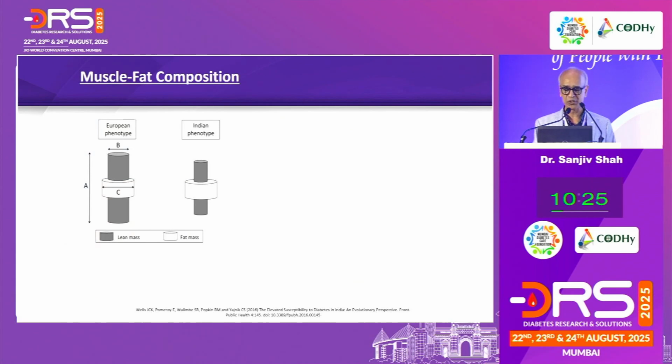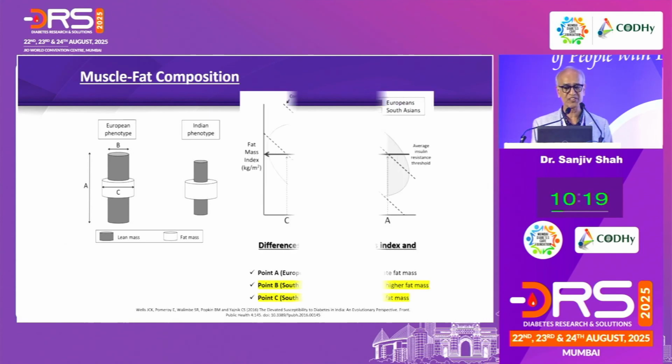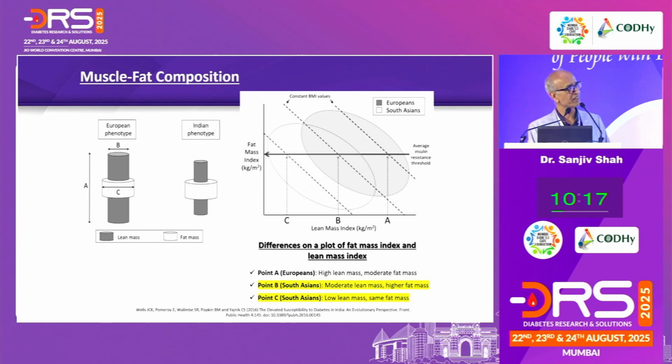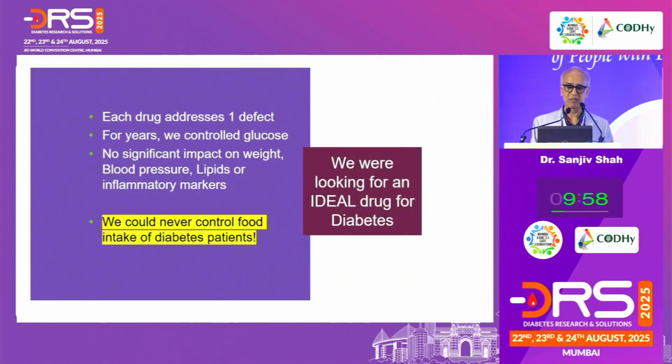If we compare with the European phenotype, this is the same degree of adiposity, but our muscle mass is much lesser. And as you can see in this particular diagram, as our so-called phenotype moves from A to B to C, with every increase in adiposity, there is an increase in insulin resistance, which decides the treatment and outcome and the long-term morbidity and mortality in diabetic people.